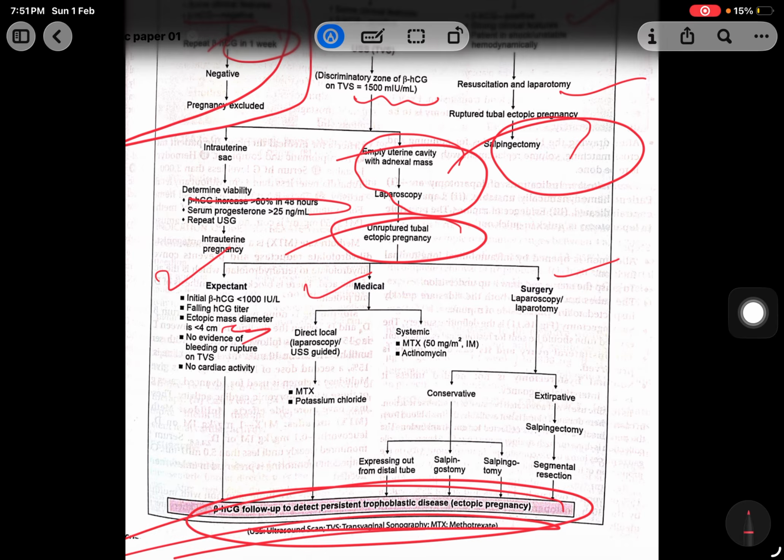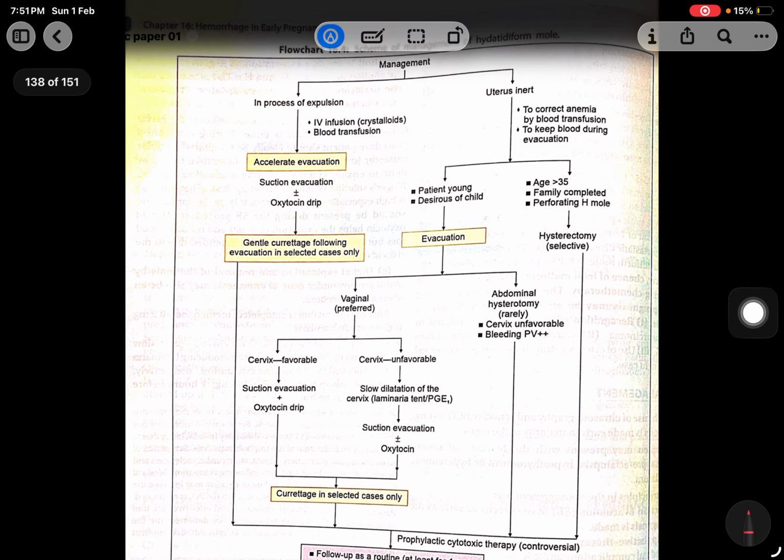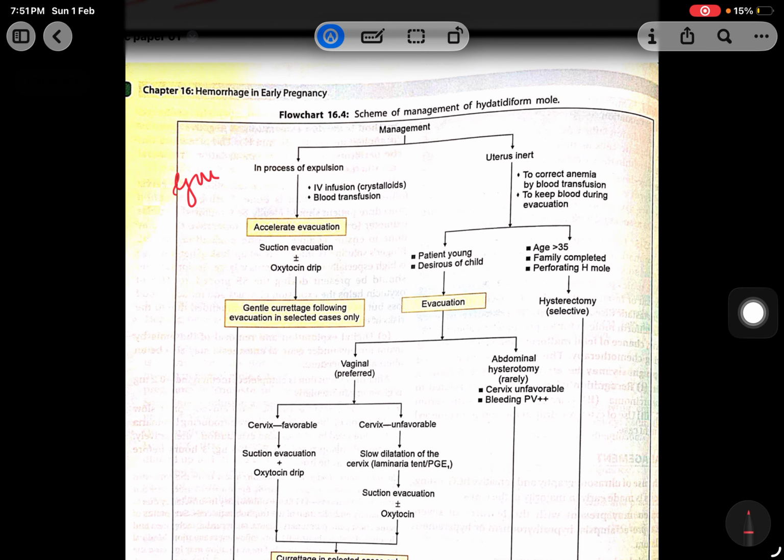Then again, these are the things which you also do. What is the major thing at the end? You go with salpingostomy or salpingectomy. Next, for gestational trophoblastic disease, this is a proper gynae related topic under malignancy itself, so I've just mentioned it here.